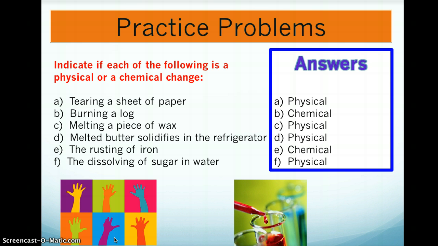Okay, so you've got melting a piece of wax is physical, melted butter solidifies in the refrigerator is physical, the rusting of iron is chemical, and the dissolving of sugar in water is physical. Just think to yourself if you're making or breaking chemical bonds, and that will give you the idea of whether or not it's a physical or chemical change. You will get better at that after you do the lab.